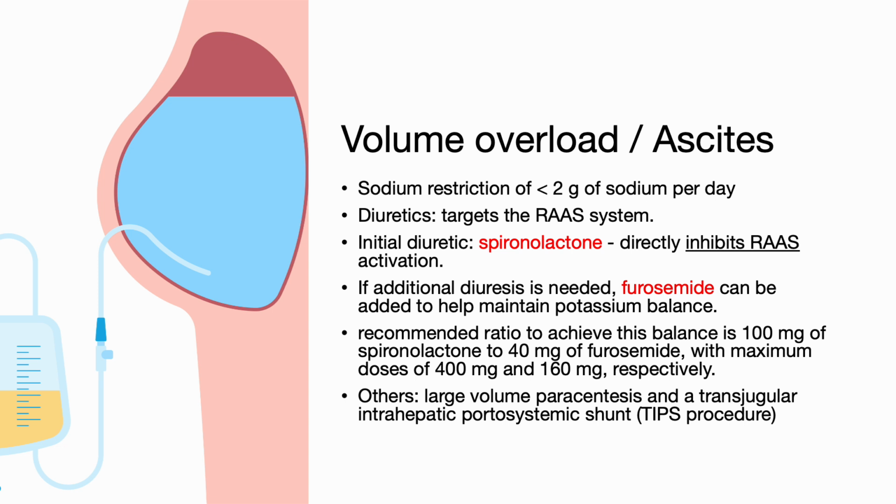Spironolactone is the initial diuretic of choice in cirrhosis, as it directly inhibits RAS activation. If additional diuresis is needed, furosemide can be added to help maintain potassium balance. The recommended ratio to achieve this balance is 100 milligrams of spironolactone to 40 milligrams of furosemide, with maximum doses of 400 milligrams and 160 milligrams, respectively.